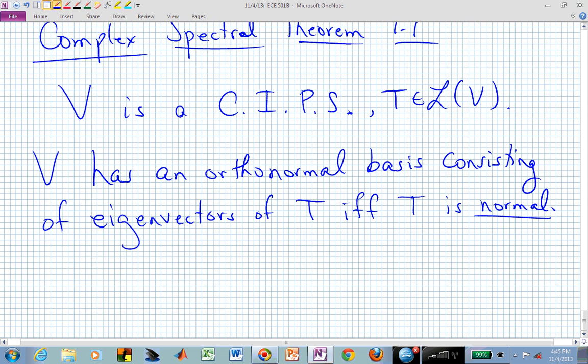Since this is an if and only if proof, or I should say theorem, how do we prove it? We have to go both ways, don't we? We have to go forward or use one set. Let's say assume we have an orthonormal basis, show that T is normal, and vice versa. Assume T is normal and then show that we end up with an orthonormal basis.